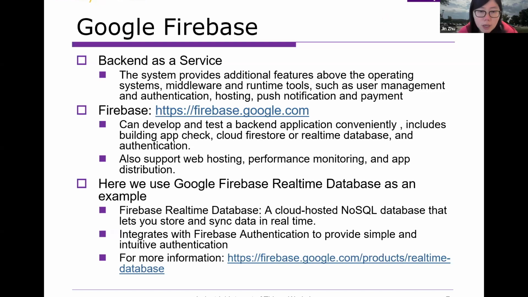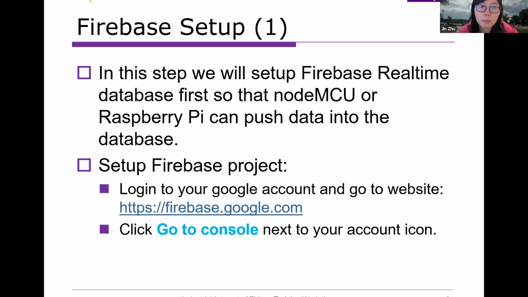So let's look at how we're going to set up. First, we're going to set up this Firebase project. This project will be used both by your Raspberry Pi and also by the Node MCU.